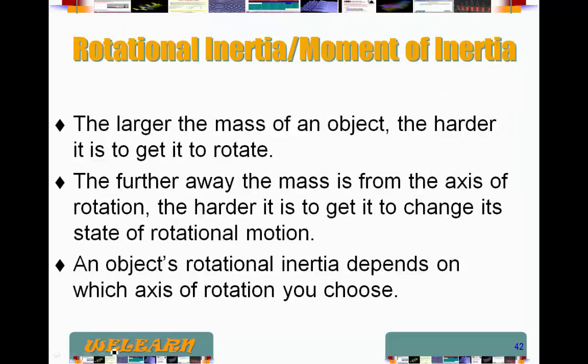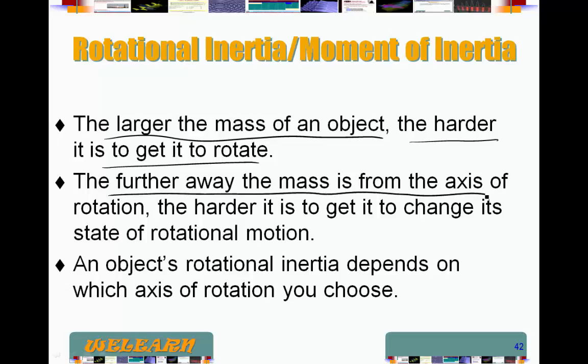From the videos we have looked at, we can deduce that the larger the mass of an object, the harder it is to get it to rotate, very much like linear motion. However, we also found out the further away the mass is from the axis of rotation, the harder it is to get it to change its state of rotation. So actually, we have two things that come into play: the actual mass of the object, and also how far that mass is from the axis of rotation.